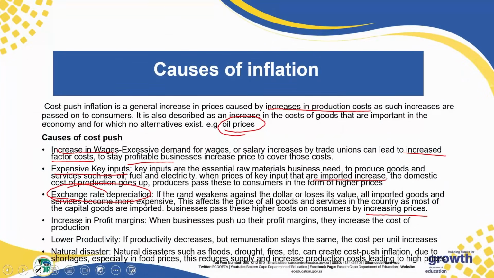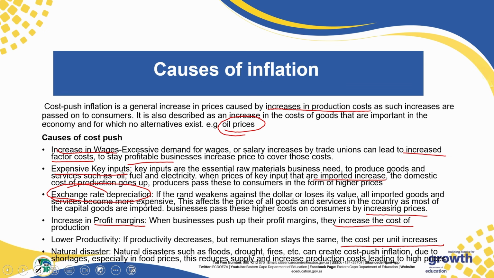Now we also look at the increase in profit margins. When businesses want higher profits, they may increase the cost of production, and these are passed on to consumers in the form of higher prices. Also, lower productivity. If productivity decreases but remuneration stays the same, the cost per unit will increase, which will lead to the total cost of businesses increasing, and these may be passed on to consumers in the form of higher prices. Then we also have natural disasters.